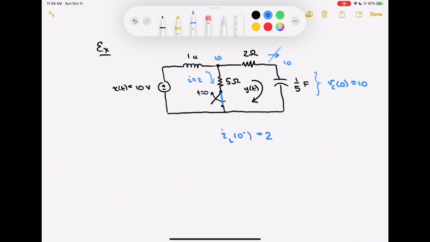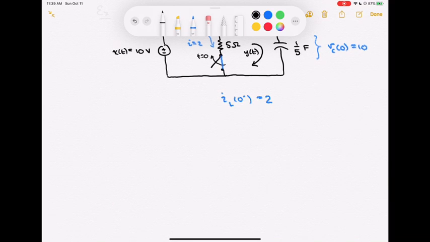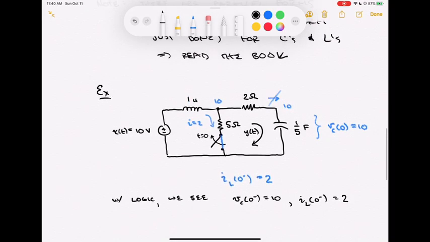So I've done some really quick calculations on this just to get an idea of what the steady state values, what would be the initial conditions of the circuit, are. And now I think I have enough to solve it. Okay, so I'll summarize that just very quickly. With some logic, we see that there were two initial conditions supported here. We see that the voltage across the capacitor just before the switch opens is equal to 10 volts. And we see that the current through the inductor just before that switch opens is equal to 2 amperes, something along those lines.